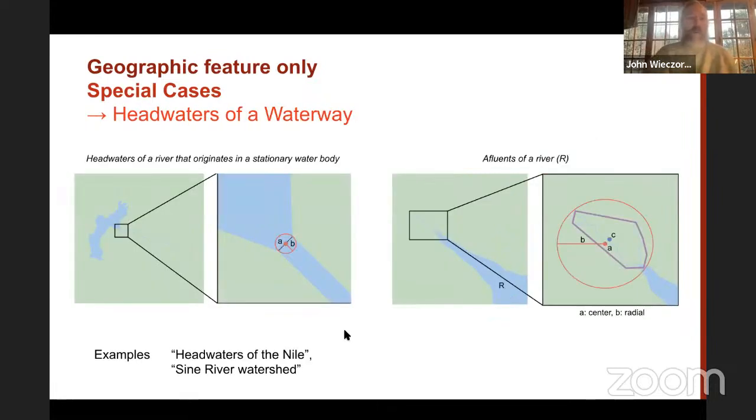Headwaters of waterways. The first example that I gave when I discussed this earlier was a simple one, where the river begins where the lake that it starts in ends. And that's this first diagram on the left. So it's just the spot where the river begins. And then in other cases, where a bunch of tributaries contribute to a larger water body, we have to go through all of the parts of that contributing tributary system to define the headwaters and draw a polygon around all of those things that contribute to the river. And that's the diagram on the right.